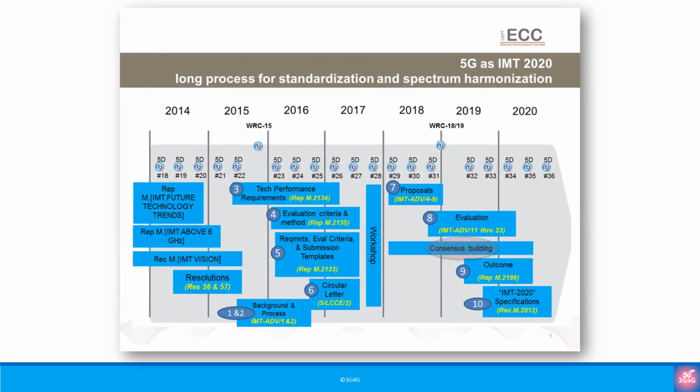The whole process of defining standards from ITU's point of view starts with technology trends, followed by vision document, performance requirements, evaluation criteria, submission templates, proposals, evaluation, outcome, and specifications. Even though the diagram talks about IMT-2020 or 5G, the list of documents shown is mostly to do with IMT-Advanced. Nevertheless, it is a good diagram showing the flow of ITU-R standardization for each generation of technology.